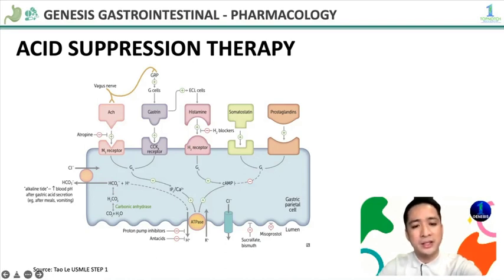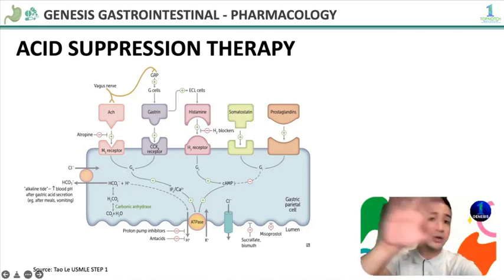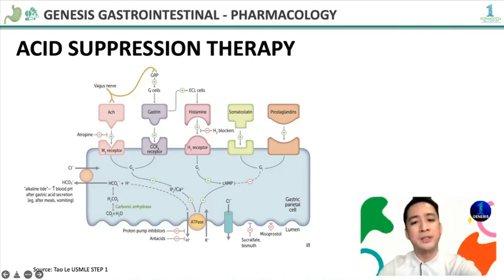So you will see here the different medications. We have antacids working on this section, together with the proton pump inhibitors working on the basolateral membrane. Your sucralfate, together with misoprostol, will further protect the gastric mucosa. Sucralfate will coat the surface mucosa. Misoprostol is a prostaglandin analog. It will mimic your prostaglandin that will increase bicarbonate production, as well as your mucus production. So that's your acid suppression therapy in a nutshell.